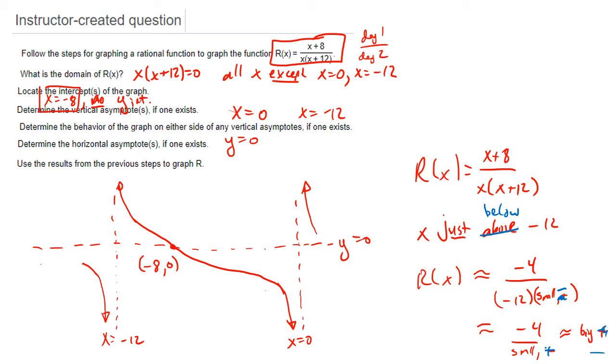Since I don't have any more x-intercepts, I cannot cross my horizontal asymptote to the left, so I must approach it like this. And I cannot cross it to the right, so I must approach it like that. So there is a reasonable graph of this function. It approaches the horizontal asymptote but does not cross it on the left and right. It does cross it in the middle because there is that one x-intercept at x equals minus 8.